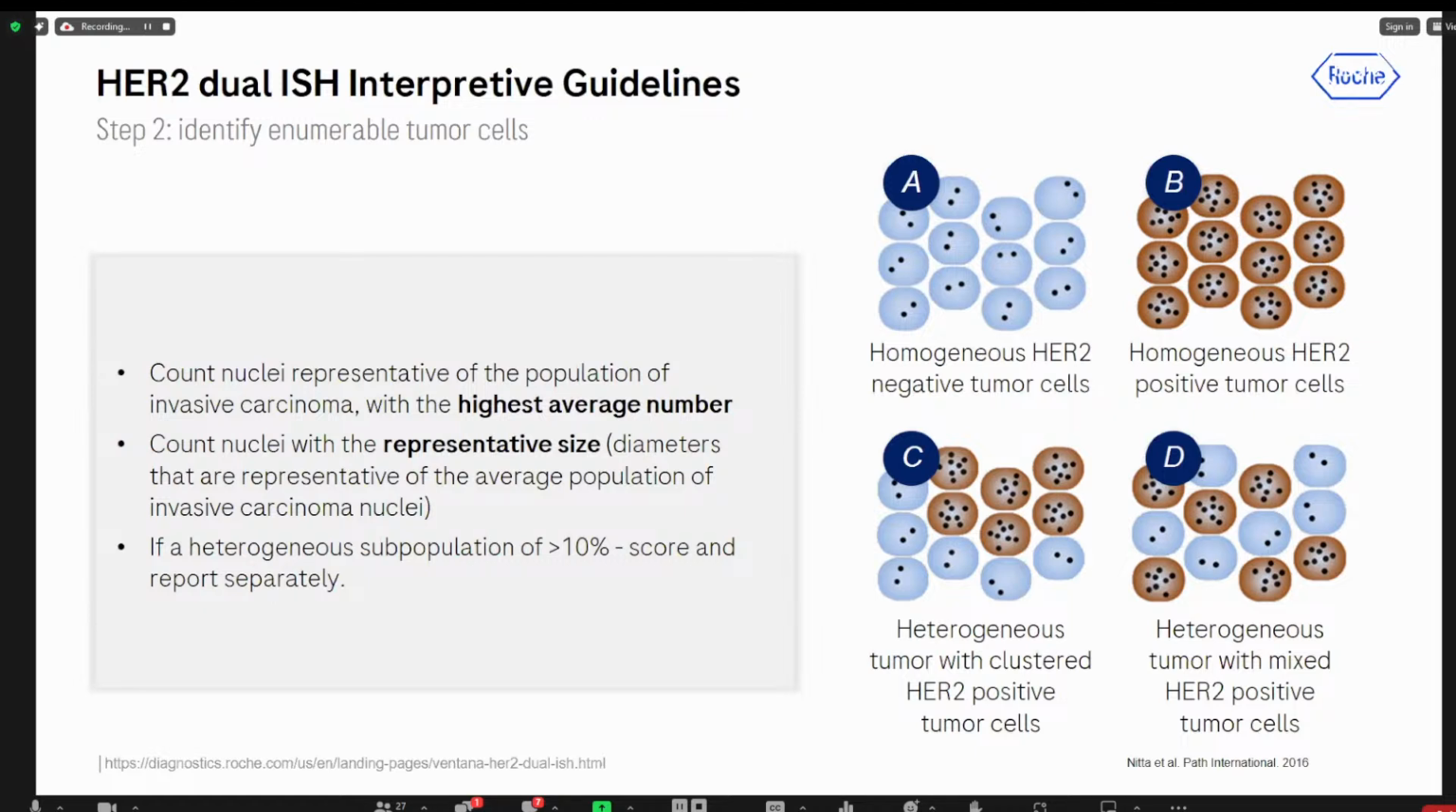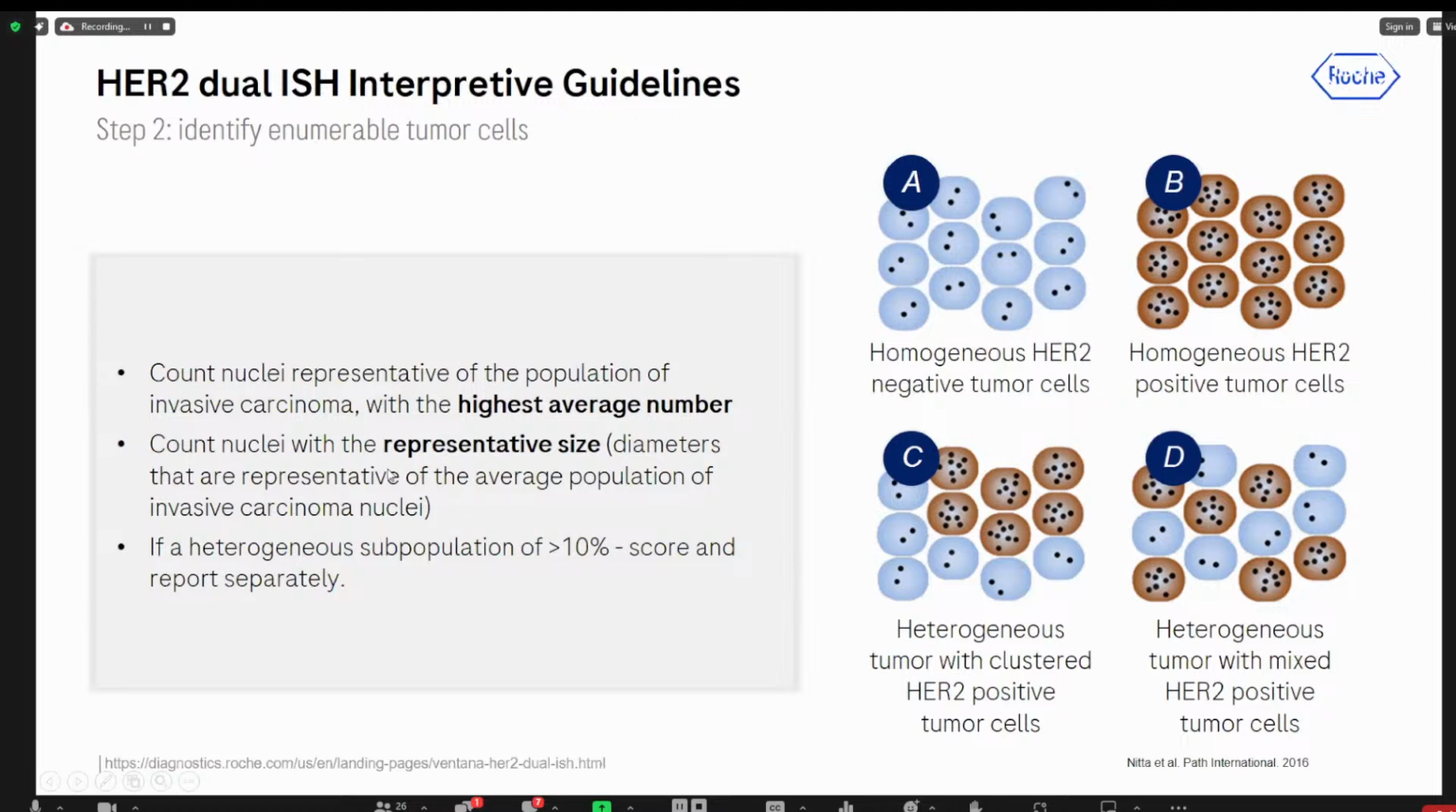Do you do a little bit of cherry picking and pick the ones with the most signals? And how do you avoid just including lymphocytes or something in between? So that's why these recommendations have been put in place, to try to cover all these different questions. First of all, you should count the nuclei with the highest average number of signals, and especially HER2.